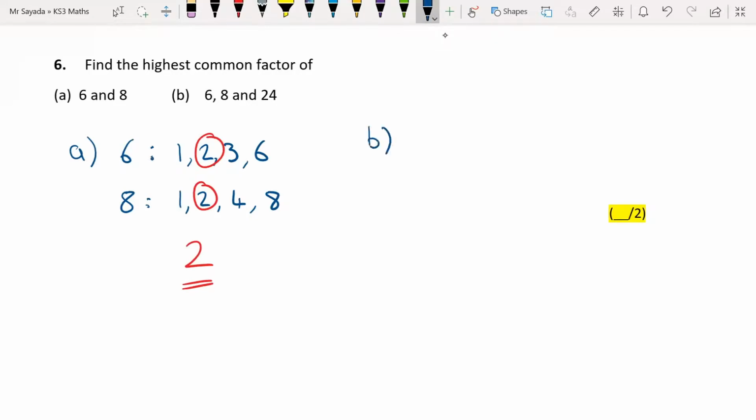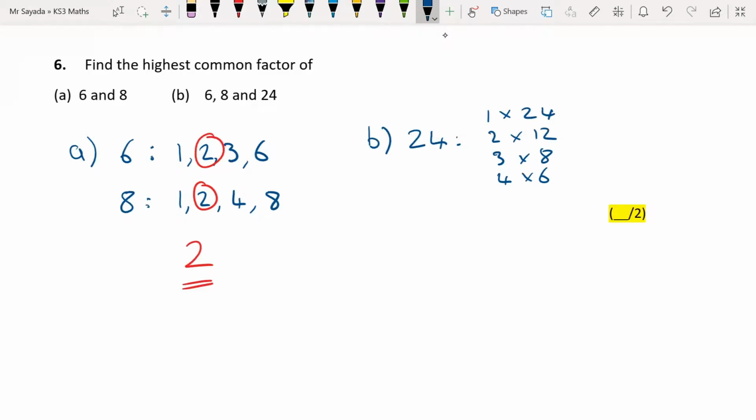For part B, we have 6, 8, and 24. And I want the highest common factor. I've already done 6 and 8 in the previous part, so I'm just going to do all the factors of 24. So if you do this methodically, you'll get 1 times 24, 2 times 12, 3 times 8, 4 times 6. Check your work carefully to see if you've missed any out.